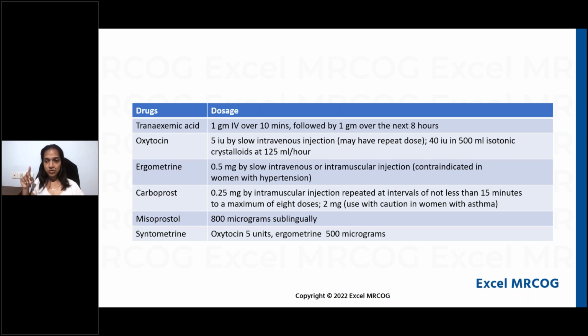Along with that, you can also add tranexamic acid, which is not an oxytocic, but it is used as an antifibrinolytic to prevent bleeding, which can be given in the dose mentioned. So these are the various oxytocic agents that you would need to know the doses of.